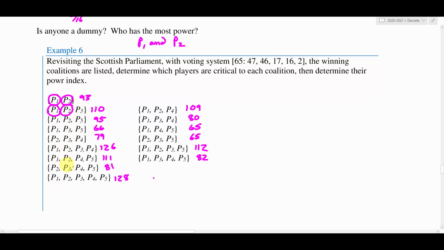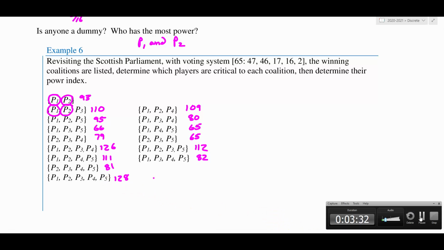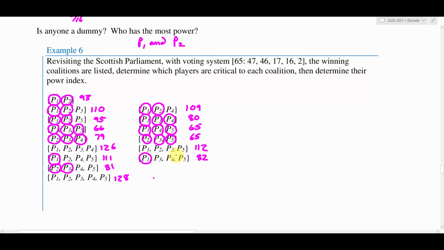So I'm just going to go through and circle all of them that are critical. And like I said, you just have to kind of go through and test. It is tedious, but that is the process. All right, there we go.